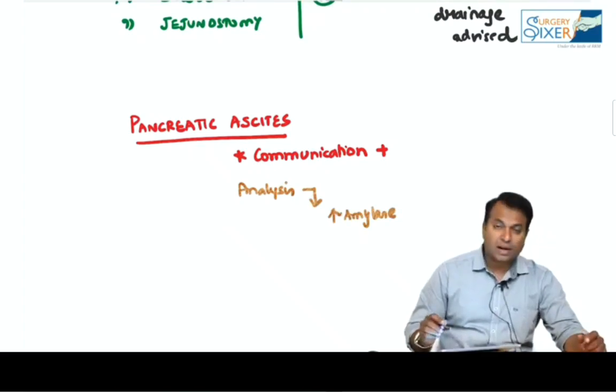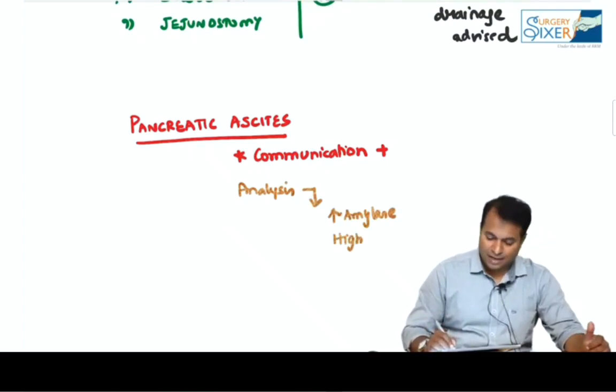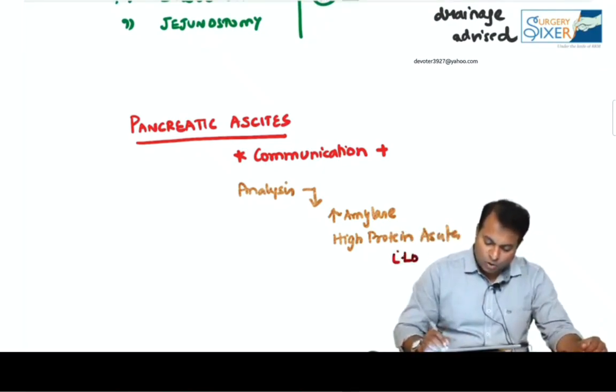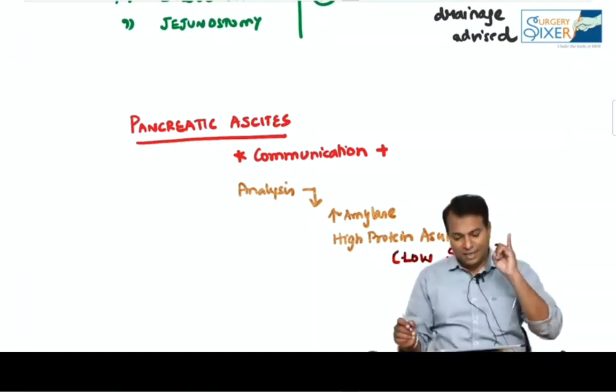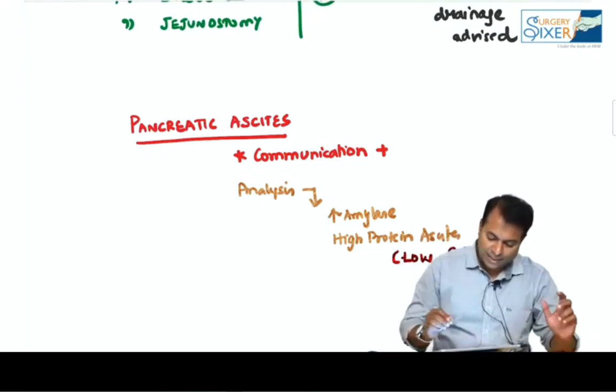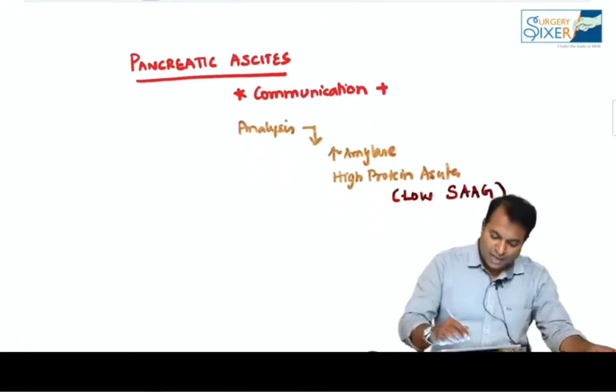Is it a low protein ascites or high protein ascites? It is a medicine question. It is high protein ascites. So please don't forget, it is high protein ascites. Otherwise, as you will be reading in medicine, it is a low SAG, serum ascites albumin gradient, ascites. So there is increased amylase and high protein ascites. These ascites patients have a communication present.